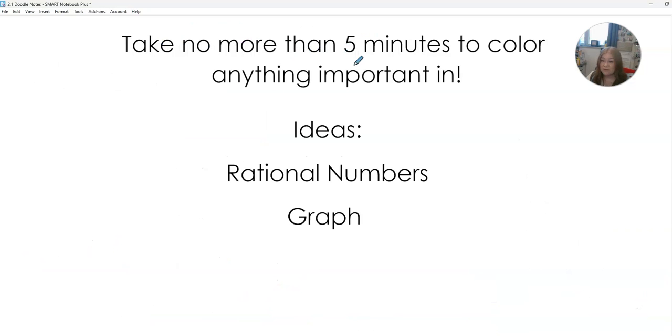Okay, so take no more than 5 minutes, color anything important. So maybe the title, maybe your graph, making sure you really can see where that -2.6 was to connect that there. So no more than 5 minutes, color that in.